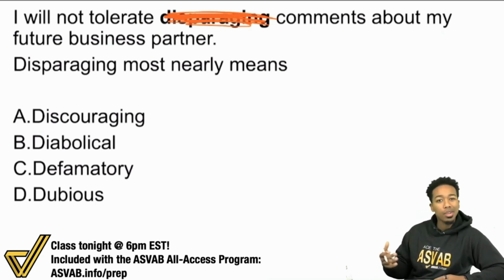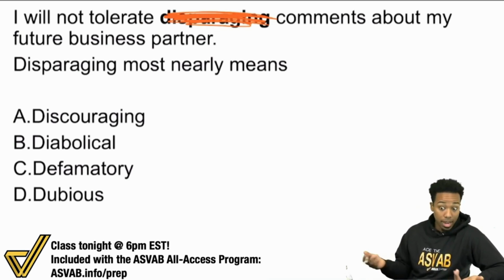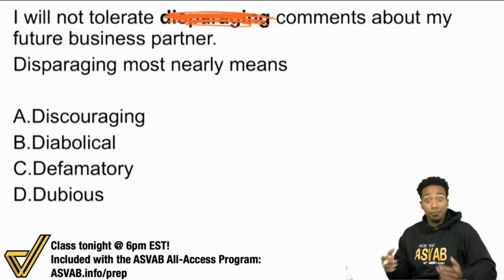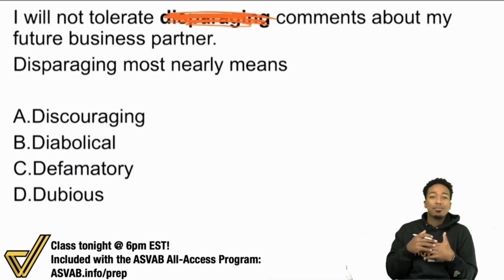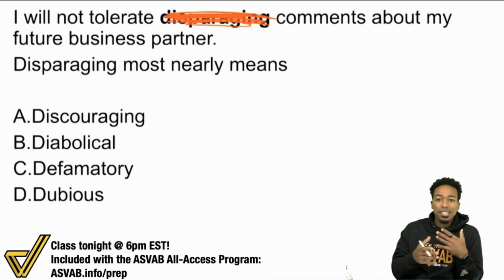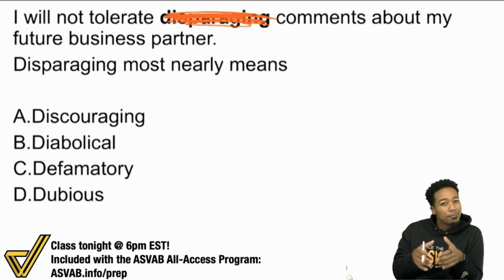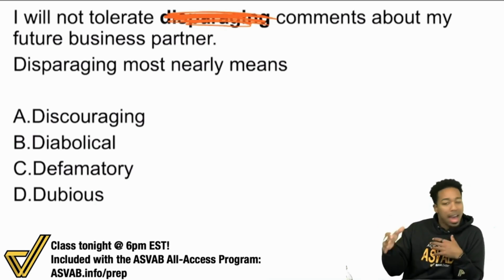What does the vibe of this sentence sound like? It sounds like a negative word, right? I will not tolerate negative comments about my future business partner. That fits perfectly. It feels like some sort of negative connotation, something bad. That would definitely fit in there. I'm not going to tolerate bad comments about my partner.